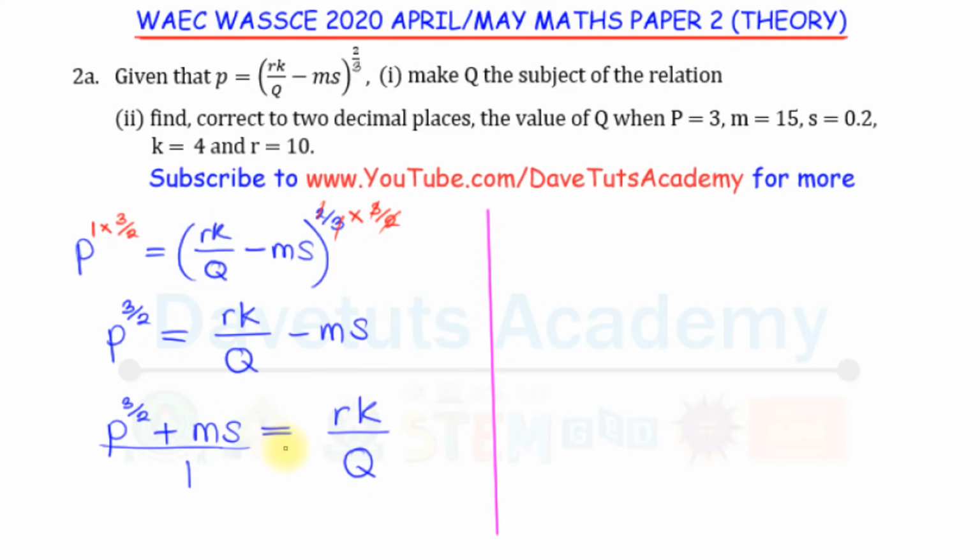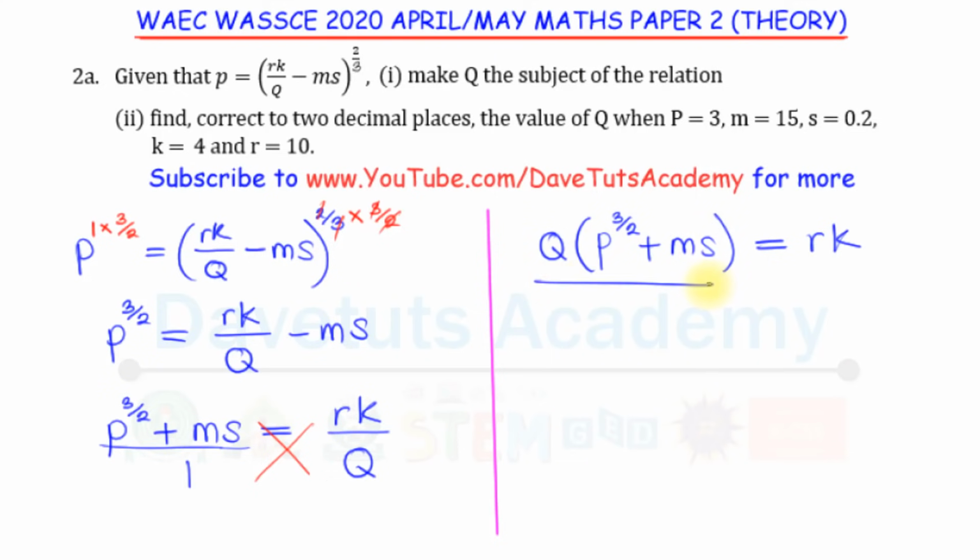For us to solve that, we can cross multiply so that Q can stand on its own, and if we do that, we now have Q multiplying the whole of P raised to power 3 over 2 plus MS is equal to RK, because here 1 is multiplying RK to give us RK, Q is multiplying the whole of this to give us the whole of this. And once we have this and we want to isolate Q, we can divide both sides by the expression in brackets that is multiplying Q.